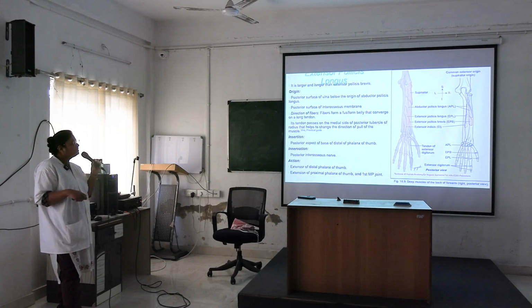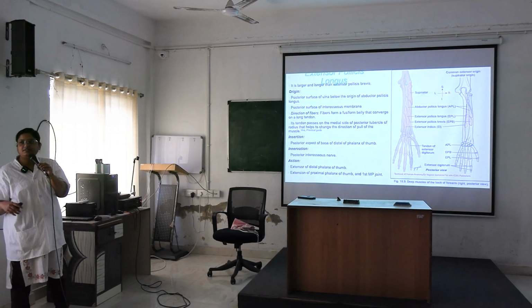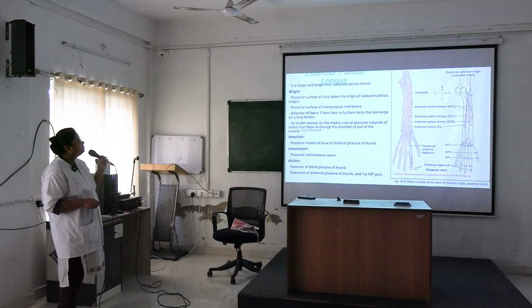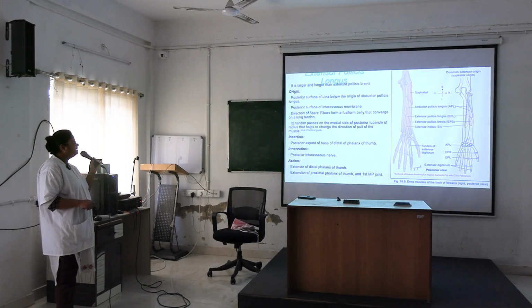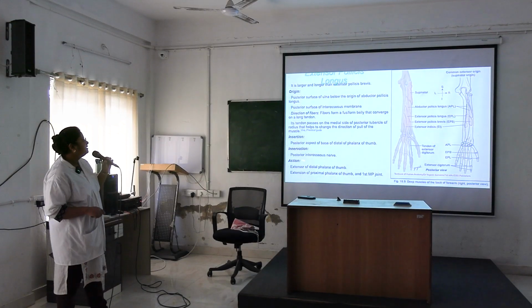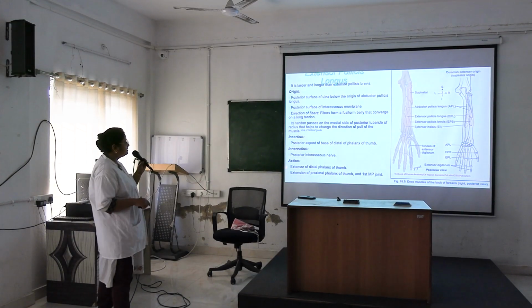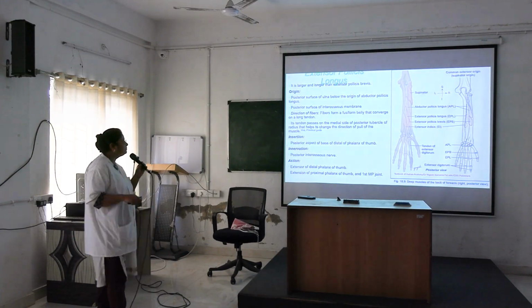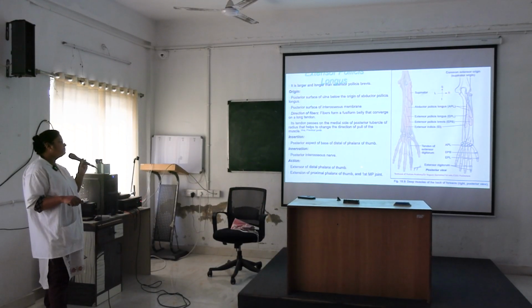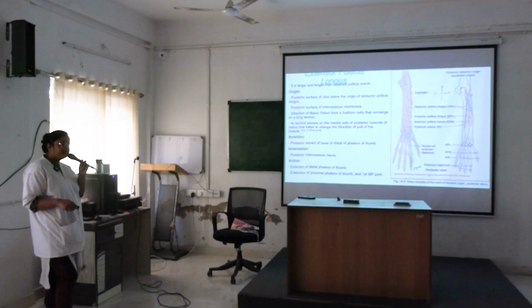Extensor pollicis longus passes medial to Lister's tubercle, and it helps to change the direction of pull of the muscle. Inserted into posterior aspect of base of distal phalanx of thumb. Innervation by posterior interosseous nerve. Action is extension of the distal phalanx of thumb and of proximal phalanx of thumb and first metacarpophalangeal joint.